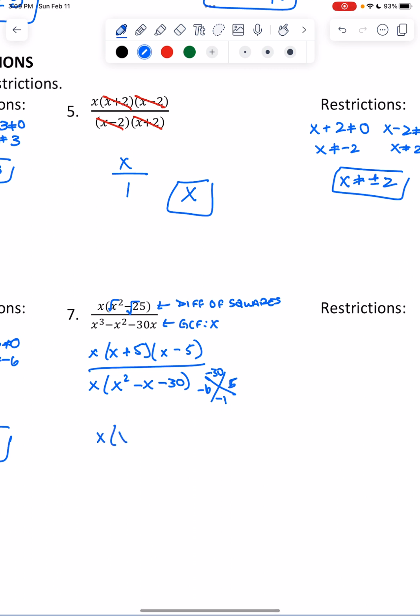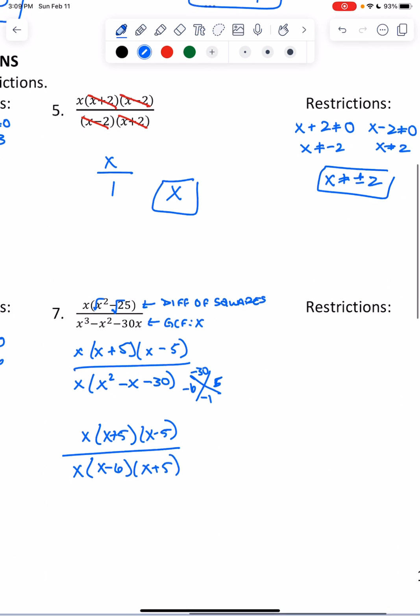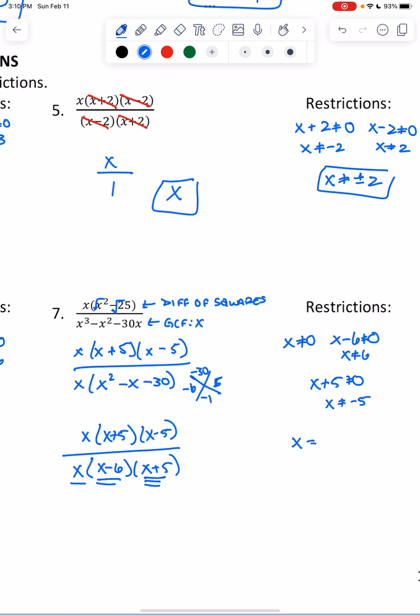So now, numerator, and then denominator, we would have x minus 6, x plus 5. So for our restrictions, we got 3 things in the denominator we have to look at. So x cannot equal 0, x minus 6 cannot equal 0, and x plus 5 cannot equal 0. So 0, add your 6, and then subtract your 5. So 0, 6, negative 5 are our restrictions, all right?